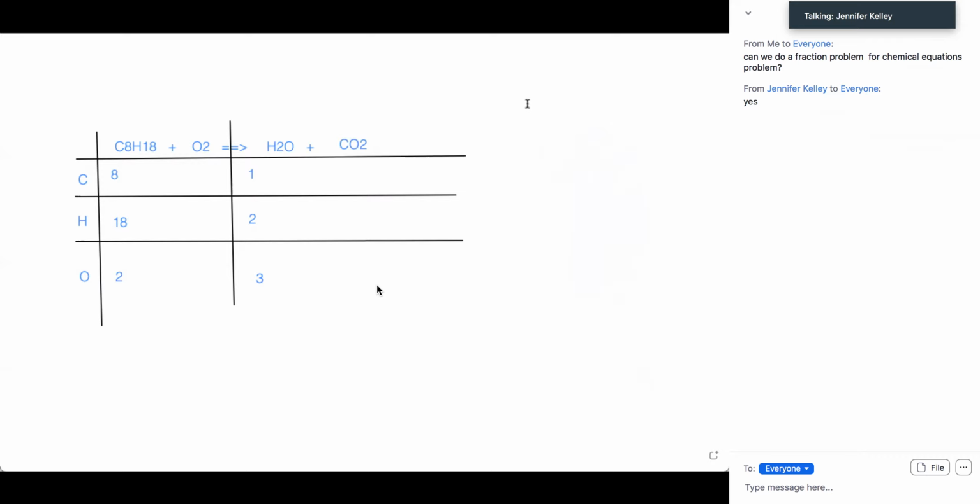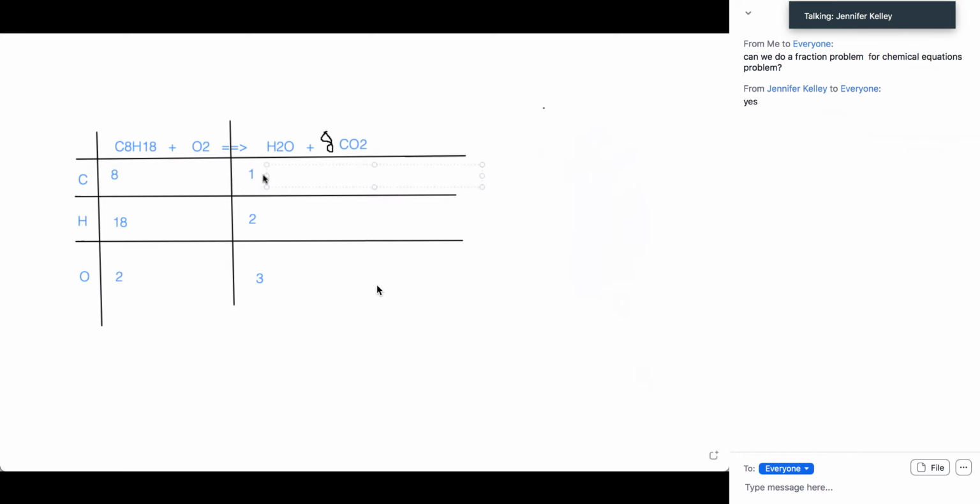Let's see. All right, so we're going to balance the carbon. So on the left, we've got 8. So on the right, we need 8. Okay, I'm going to put an 8 here. And so now I'm going to count them again on the right.